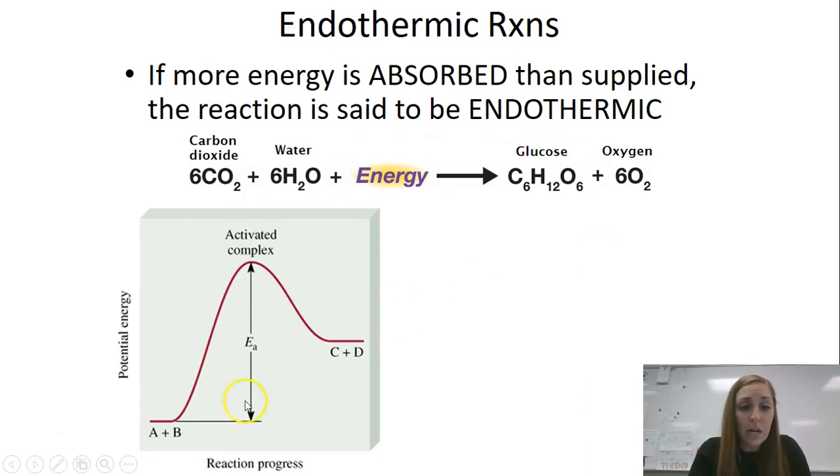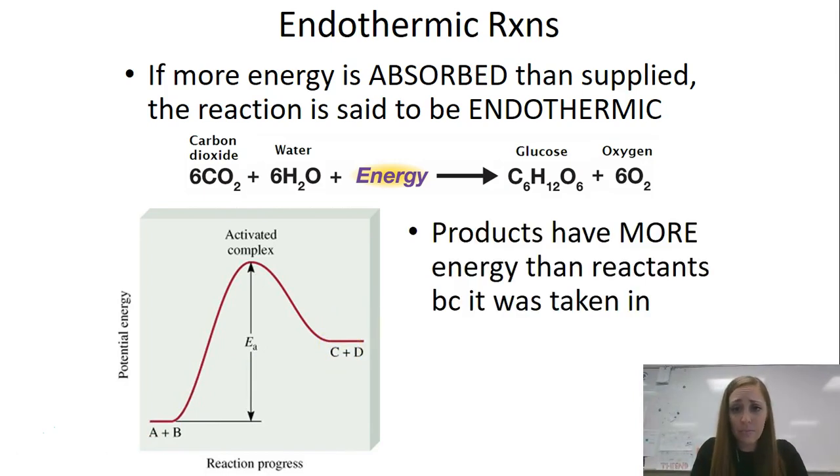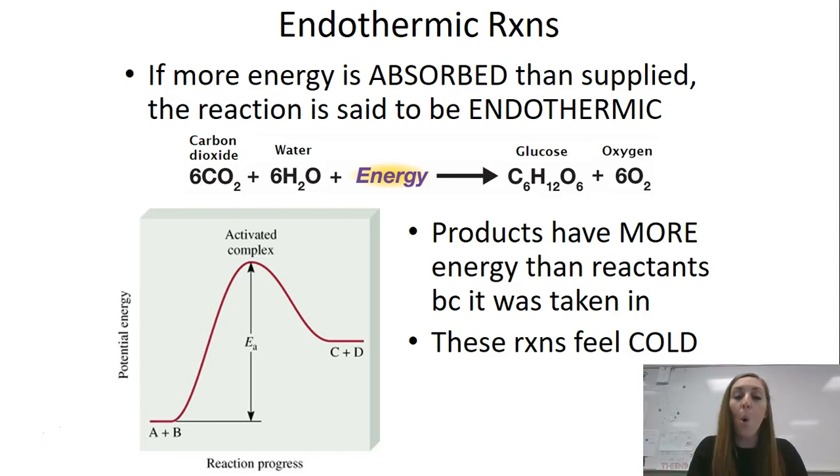So here's our chart. Notice the reactants' energy is low, the products' energy is high, which means it had to take in energy. So the products have more energy than the reactants because energy was taken in. And these feel cold. If you put your hand on the outside of a beaker while an endothermic reaction is going on, that reaction is going to pull heat from anything around it, which is from your hands.